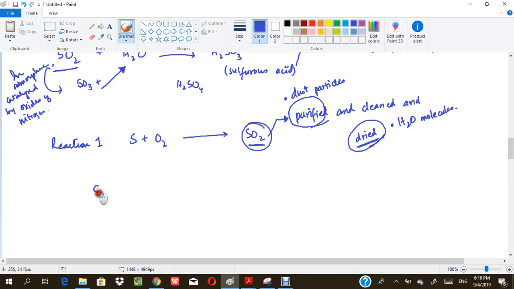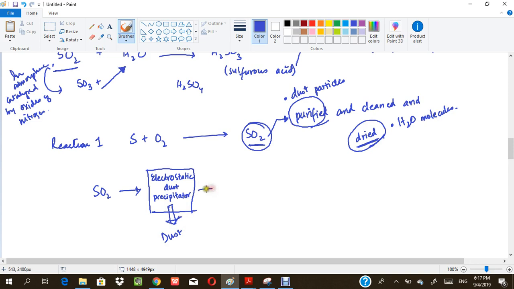If I have this sulfur dioxide here, I first pass it through a device called the electrostatic dust precipitator. You would have studied about the electrostatic dust precipitator in O-level physics. This electrostatic dust precipitator is a very important application of static electricity. So it precipitates out all the dust. So the dust particles exit here.